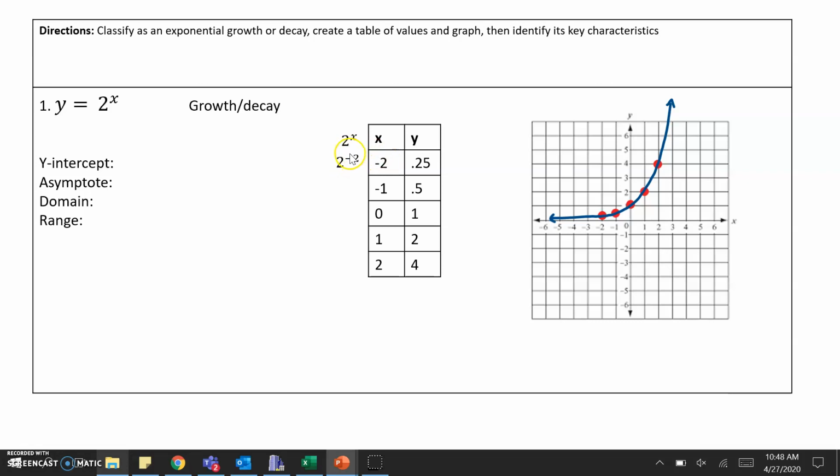So when I plug in negative 2, I get 0.25. 2 to the negative first power. When I plug in negative 1, I get 0.5. 2 to the 0 power. Anything to the 0 power is 1. That was an exponent rule we learned back in January. 2 to the first power. That's just 2. So y equals 2. 2 to the second power. That's 2 times 2. That's 4.